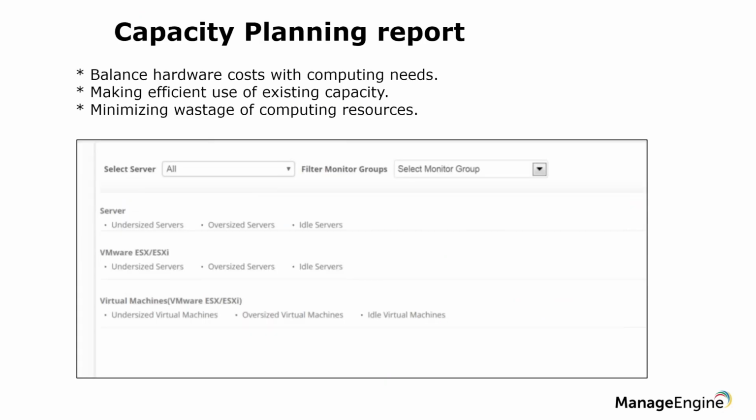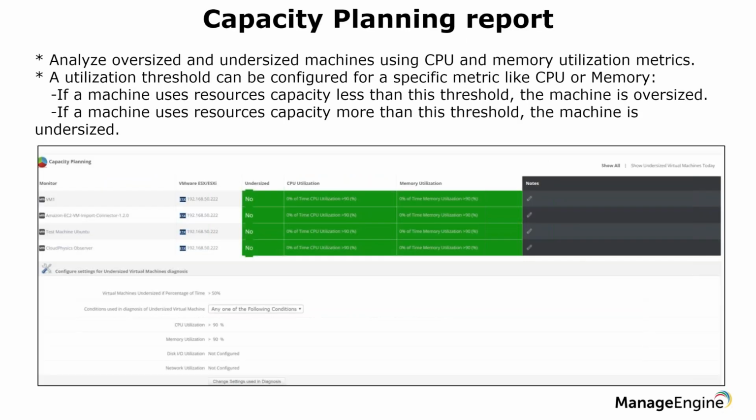The next report type is the Capacity Planning Report, which will help the organization balance hardware cost with computing needs, wherein it will minimize the wastage of computing resources. Based on this, we show the oversized and undersized servers based on CPU and memory utilization. If a resource capacity is less than the threshold that you create, the machine is oversized. If a machine uses resource capacity more than the threshold that has been applied, the machine is undersized. Based on this, the management can take decisions and plan accordingly.